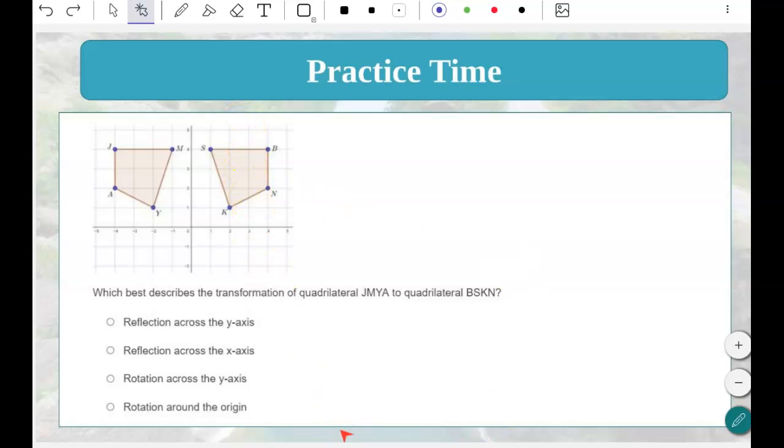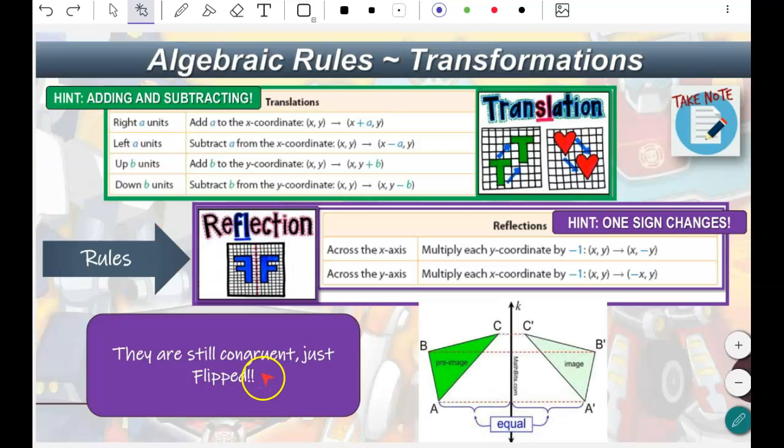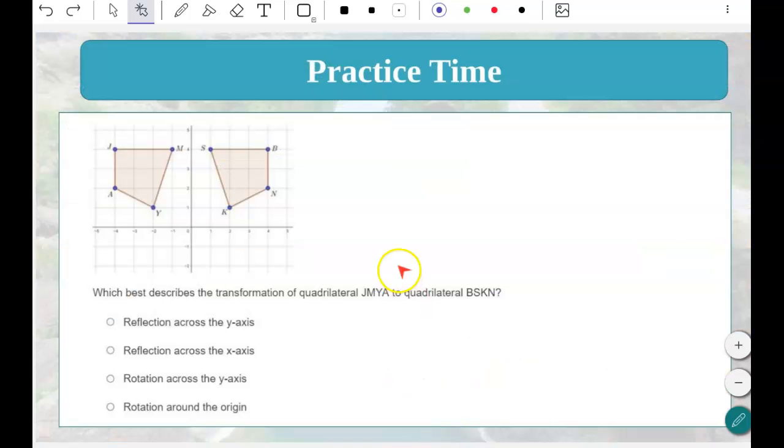All right, let's look at a couple of examples. And so I didn't point this out. Remember, they are still congruent. They're just flipped or reflected. All right, so here we go. Which best describes the transformation of quadrilateral JMYA to BSKN? They use totally different numbers, but it's just reflected. So this is reflected to this point. This one becomes this. So it's just reflected, flipped over.